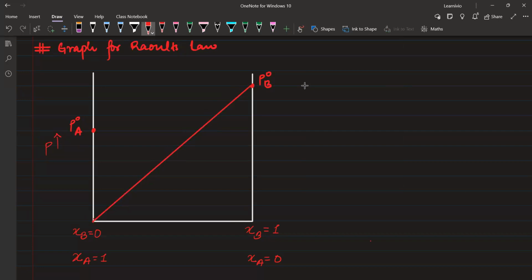Now, this particular line is representing the pressure due to B. Similarly, at this particular point on the right side, the amount of A that we are having is equal to 0. So the pressure due to A will also be equal to 0. And as we move leftwards, the amount of A is going to increase and we will reach P naught A.